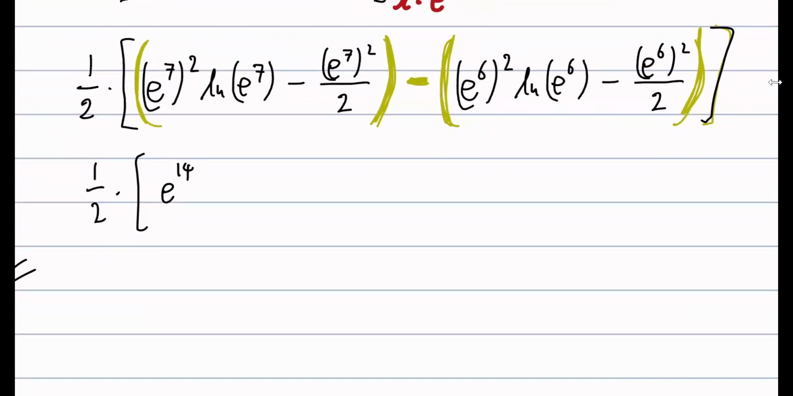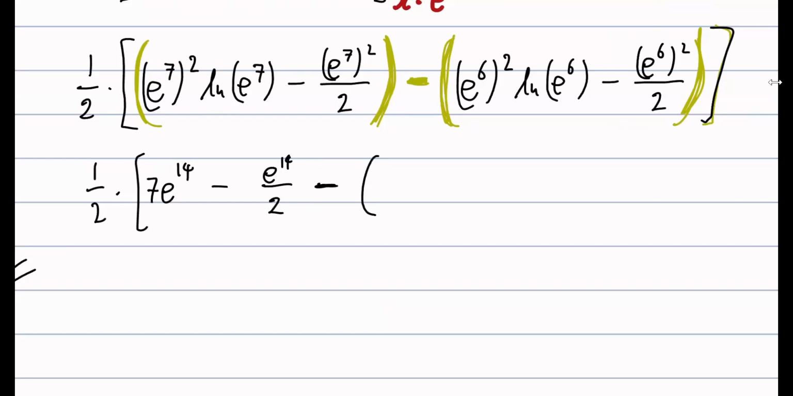ln of e power 7, what's that? It's 7. Very good. It's just times 7, so I can rewrite it as 7e^14. Minus, this is just e^14 over 2. Nothing to do. Very good.